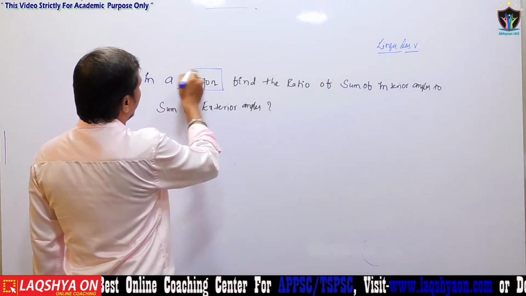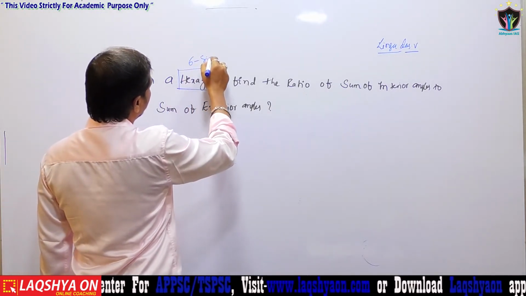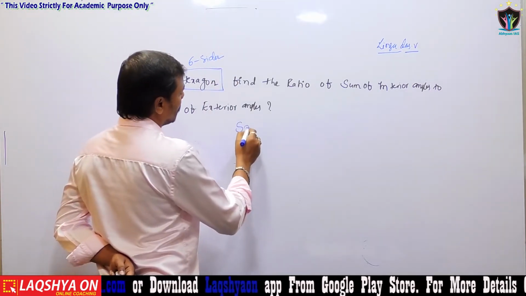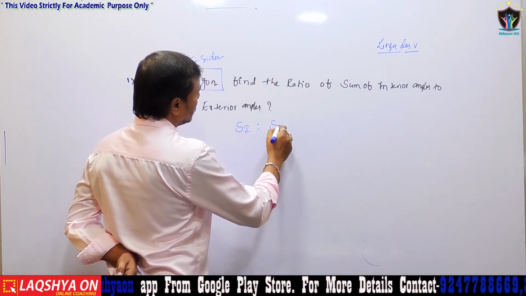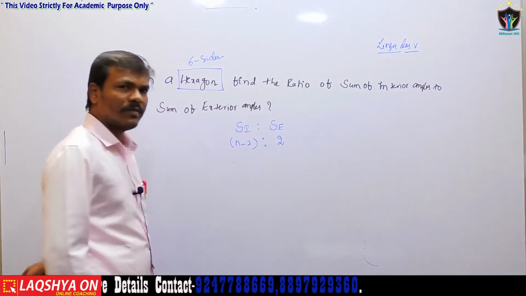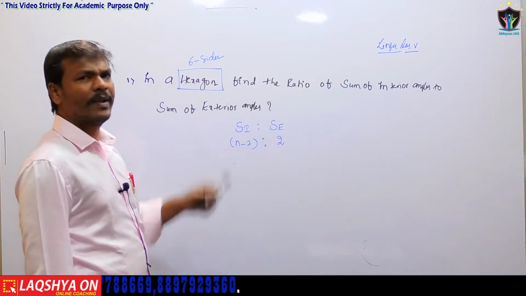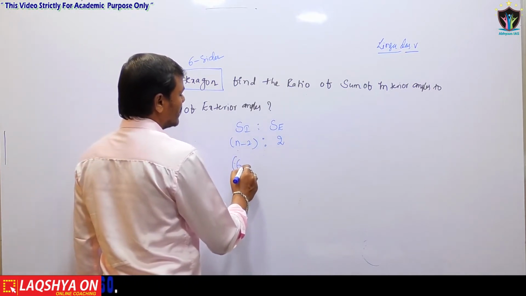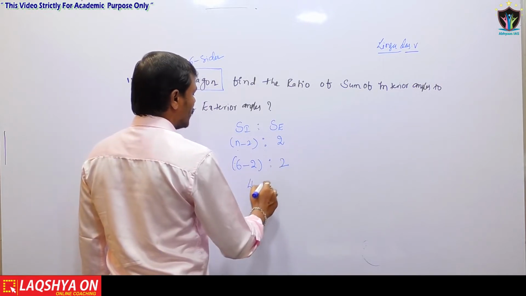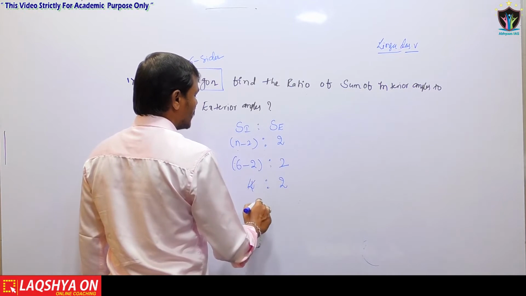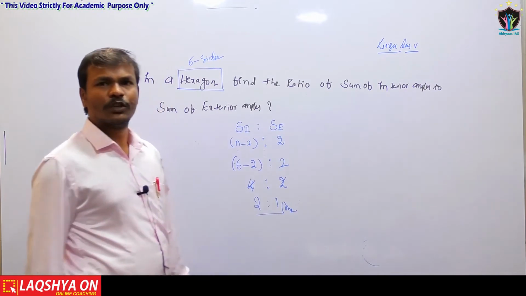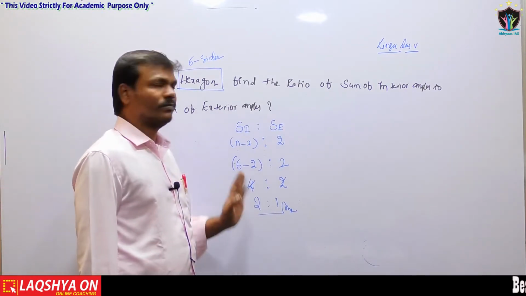In a hexagon, that means how many sided polygon? 6-sided polygon, right? In an n-sided polygon, the sum of interior to sum of exterior ratio, what we discussed, is n minus 2 is to 2. Here it is a 6-sided polygon, so that is 6 minus 2 is to 2. 6 minus 2 is nothing but 4 is to 2. That is 2 is to 1.